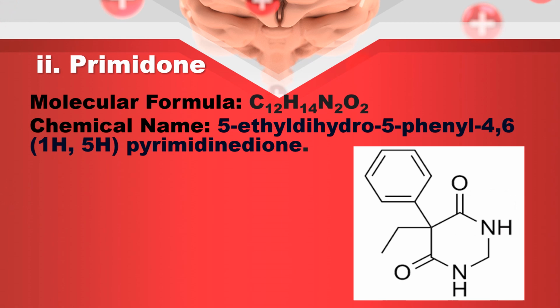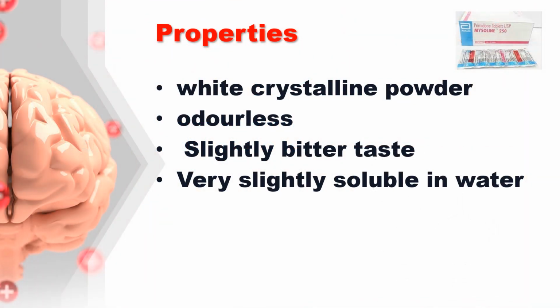Next we move on to primidone. The molecular formula is C12H14N2O2. The structure of primidone. The chemical name is 5-ethyl dihydro-5-phenyl-4,6(1H,5H)-pyrimidinedione. Properties of primidone: it is a white crystalline powder. It does not possess any odor. It has a slight bitter taste and it is very slightly soluble in water.